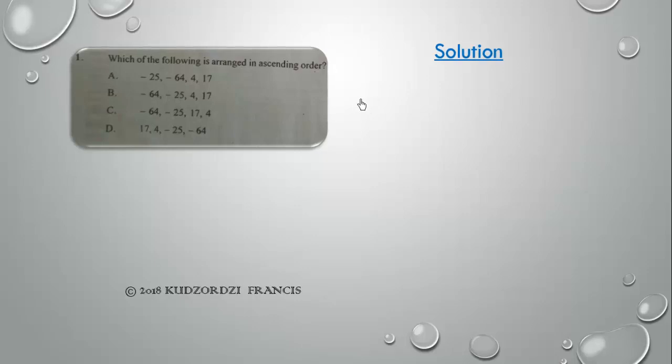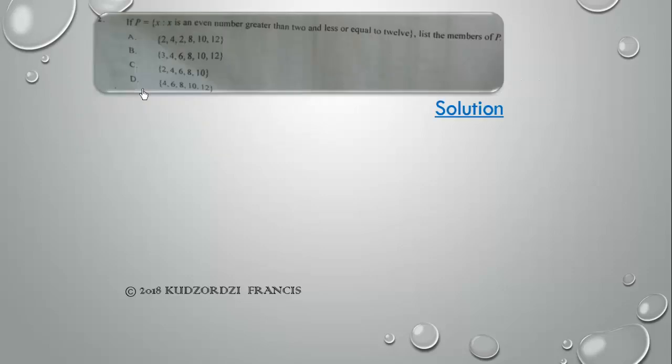So ascending order is arranging from least to highest. So you know, negative 64 is less than negative 25, and negative 25 is also less than 4, which is also less than 17. So the correct answer is B.